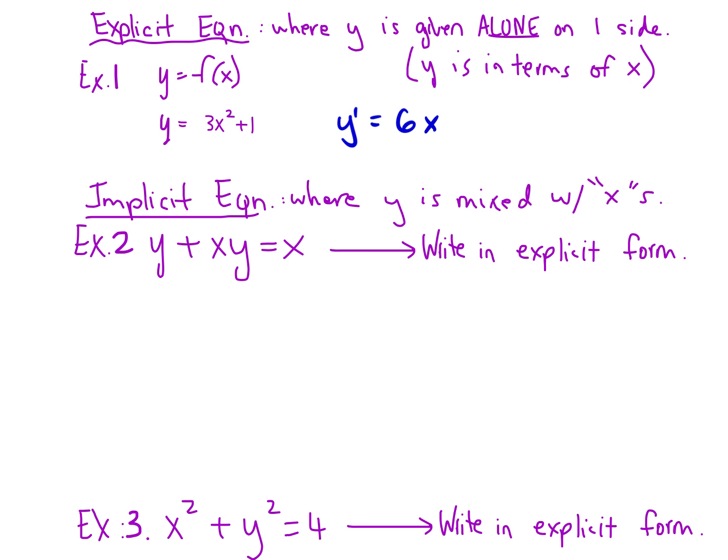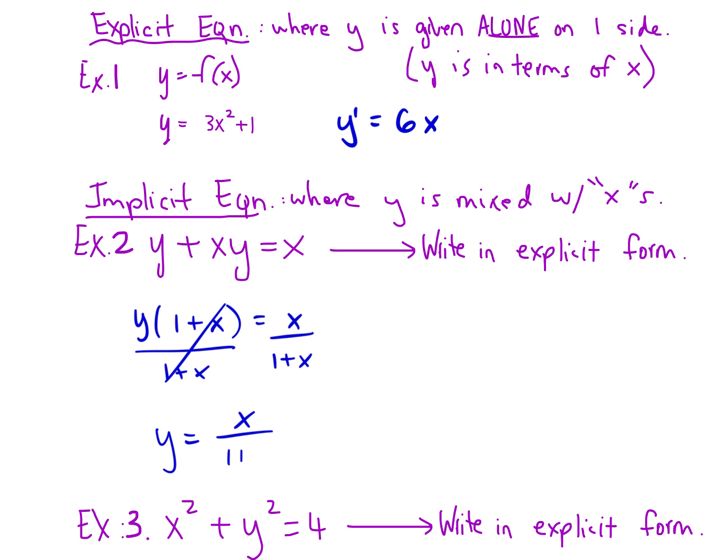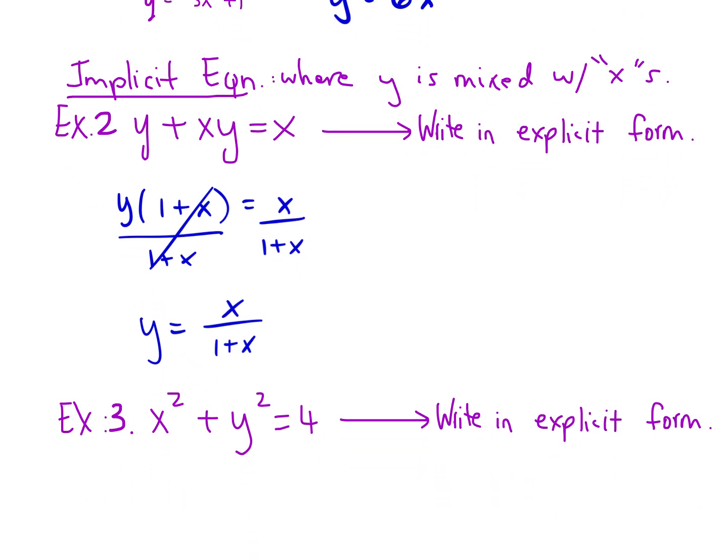So for example 2, on the left side my y is a GCF, so I can take that out. I'm left with 1 plus x equals x. And then I can divide by 1 plus x to get that y all by itself. So y is equal to x over 1 plus x. Can I take the derivative of this? Yeah, what would I use to take the derivative? Quotient rule. So we can take the derivative using the quotient rule.